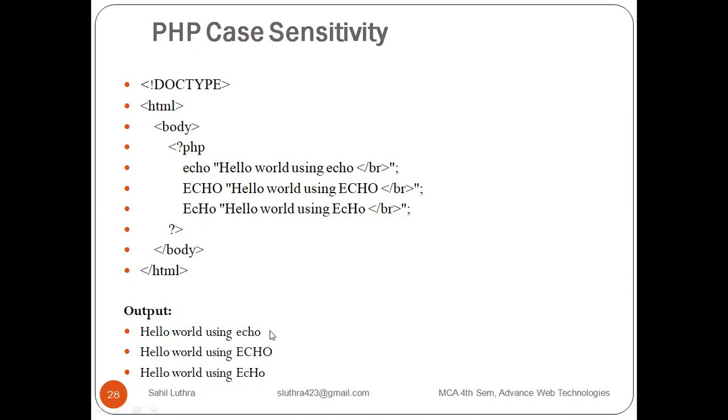So what is the output? The output is the same: hello world using echo. Whether you write it with small echo, it will display the content. Whether you write it in short form or in capital form, in the next line you write it in capital letters, and you display the same thing on the screen, hello world using echo. So here it gives you the same output.